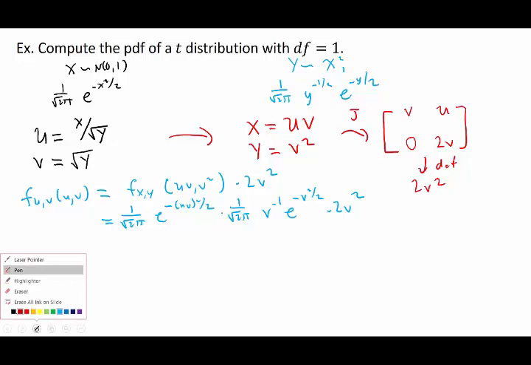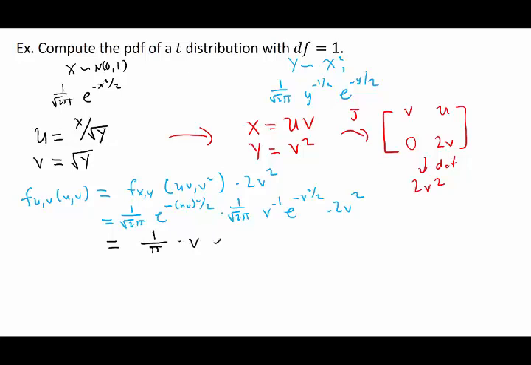After some slight simplifications, right, we can combine the exponents. I can see that this whole formula can be rewritten as 1 over pi times v, and then the exponent I'm going to have is negative (u squared plus 1) times v squared over 2.